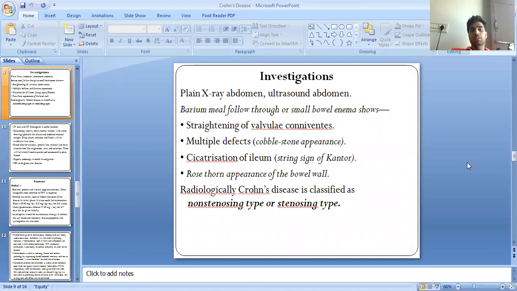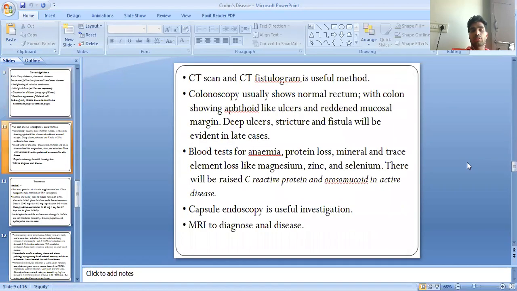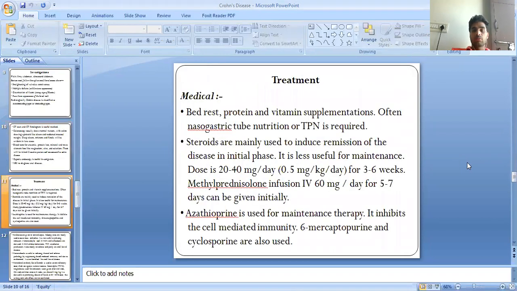Investigations: plain X-ray. As you can see, there are the findings of X-ray, CT scan, colonoscopy, blood test, MRI, and capsule endoscopy. These are the investigations of Crohn's disease.